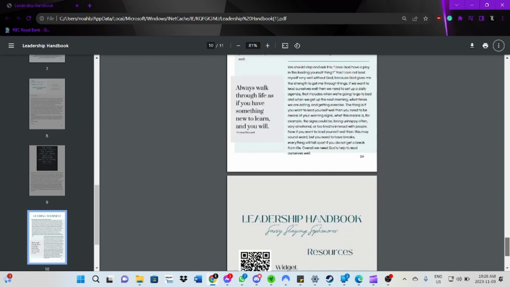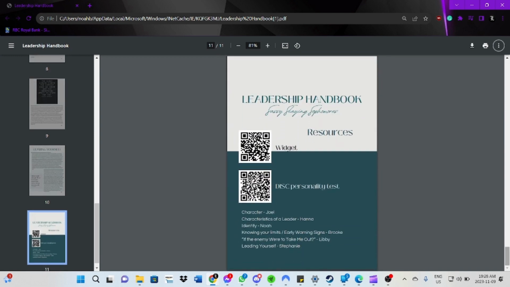After that, we also have two different tests. They're called the Widget and DISC tests. These are personality and leadership tests which can help anybody know their strengths and weaknesses as a leader, what they bring to the table, some of their own personal blind spots, and which areas they thrive in as a whole. These are very helpful tools because they show you where you need to grow and what you need to do, and they show your blind spots as well.